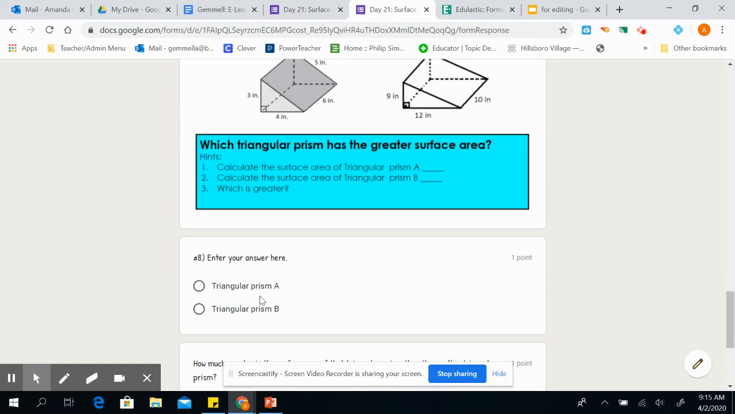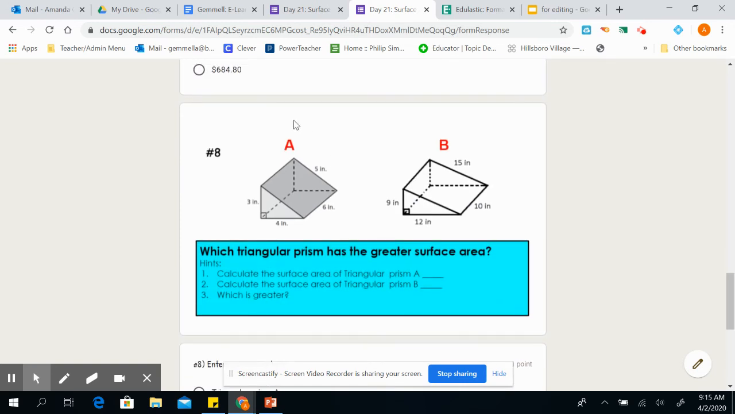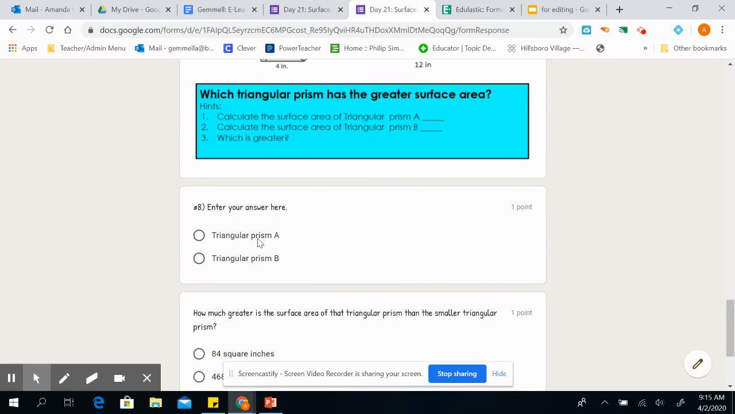And then the last question has 2 parts. So you have triangular prism A and triangular prism B. Which triangular prism has the greater surface area? So I would say calculate the surface area of triangular prism A, calculate the surface area of triangular prism B. Whichever one is greater, you will select here.